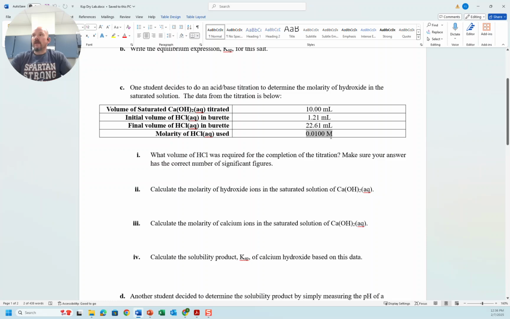We're also given the molarity of the HCl that we used. If we do final volume minus initial volume, that gives us the volume of HCl. We know the molarity of HCl, so now we can figure out how many moles of HCl were required to react with this volume of calcium hydroxide. It's just a titration stoichiometry calculation. This is how we're going to find the molarity of calcium hydroxide, which would be the molar solubility of calcium hydroxide in a saturated solution.